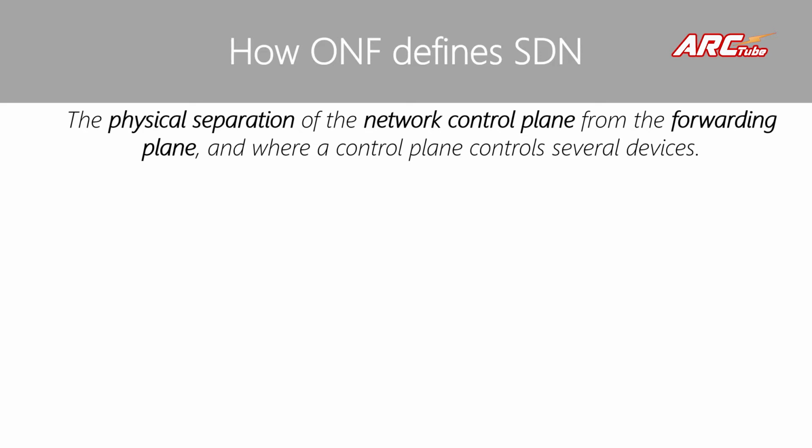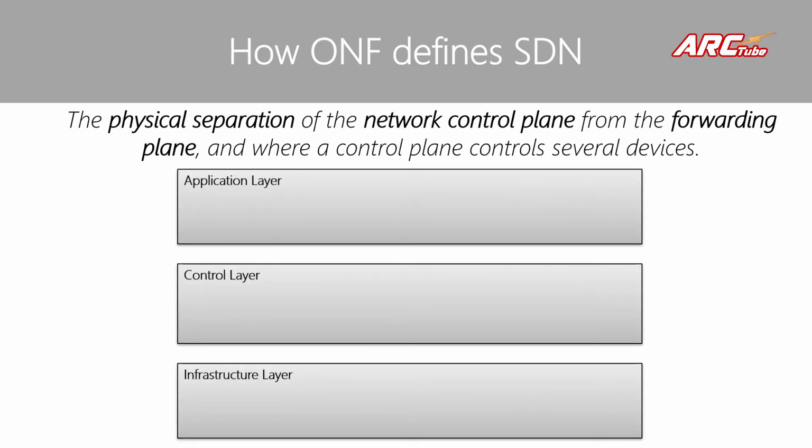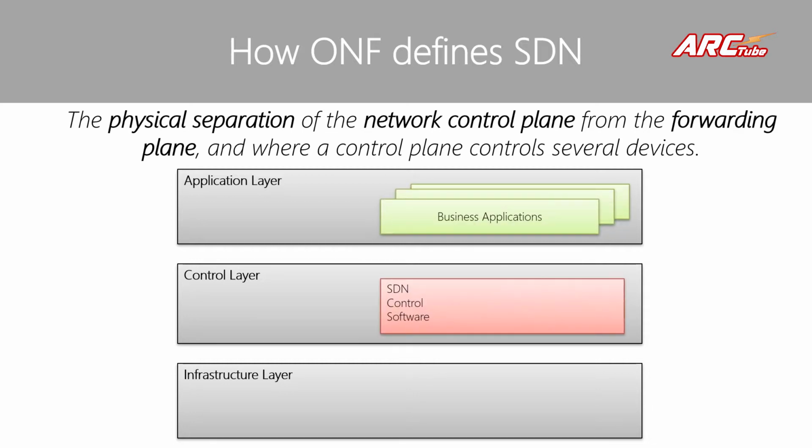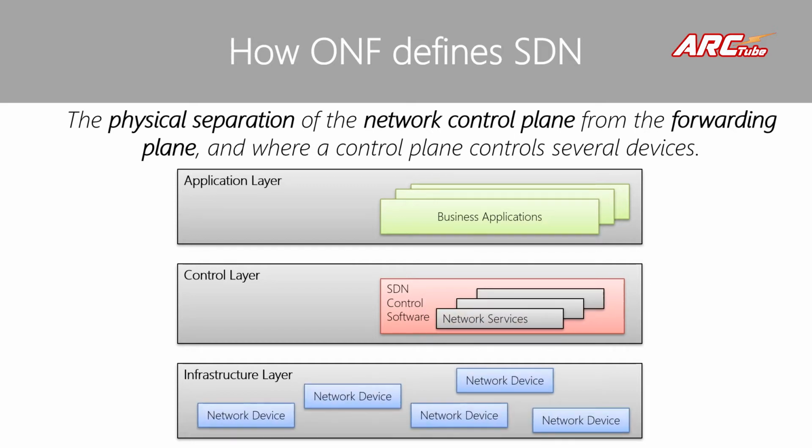As we already know, we identified 3 layers in the SDN architecture. The application layer has the business applications. In the control layer, the SDN control software is running and different network services are available. In the infrastructure layer, you find the network devices. The 3 layers are physically separated and you need some sort of communication between the layers.